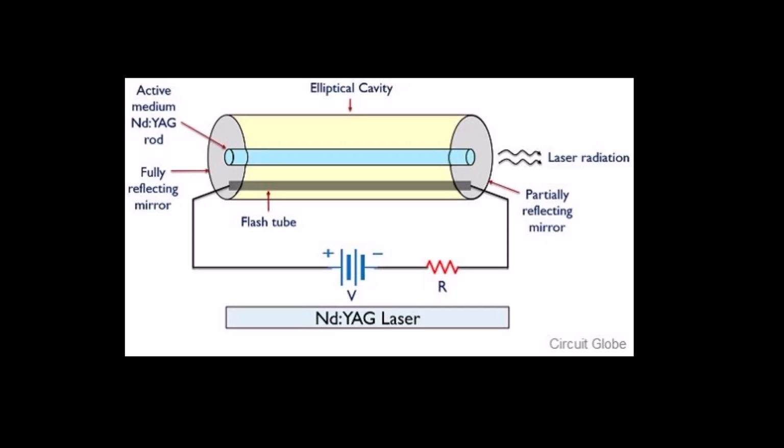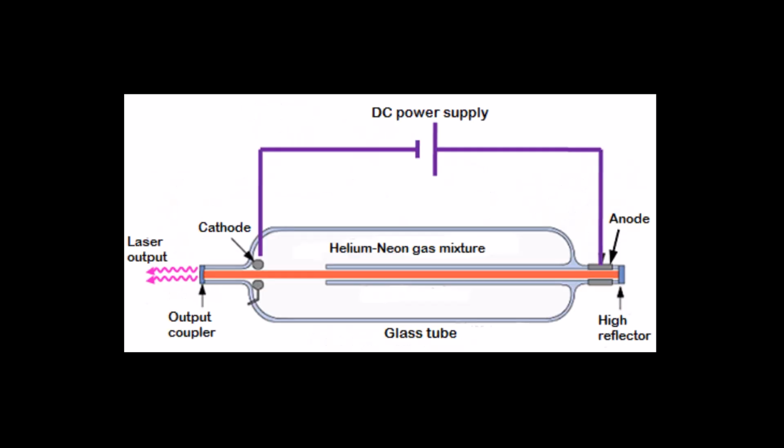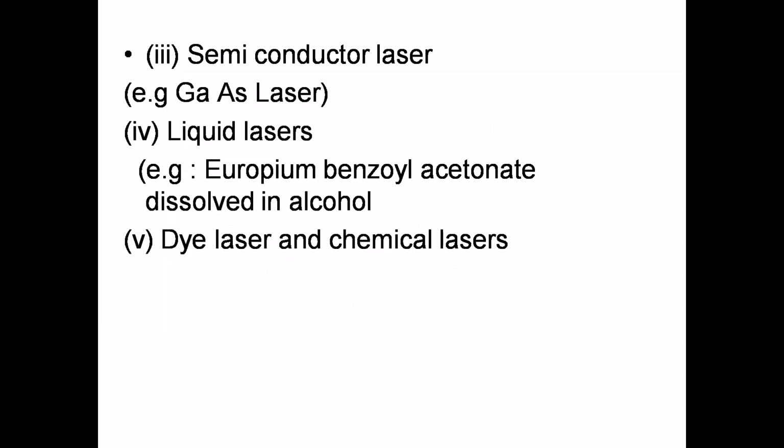The second one is gas laser, example carbon dioxide laser, helium neon laser. The third one is semiconductor laser, example gallium arsenide laser. The fourth one is liquid laser, example europium benzoyl acetonate dissolved in alcohol. The fifth one is dye laser and chemical laser.